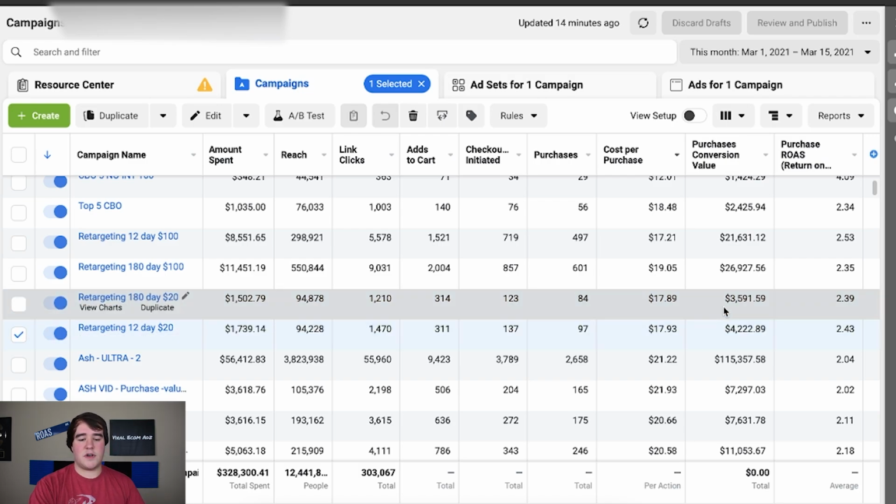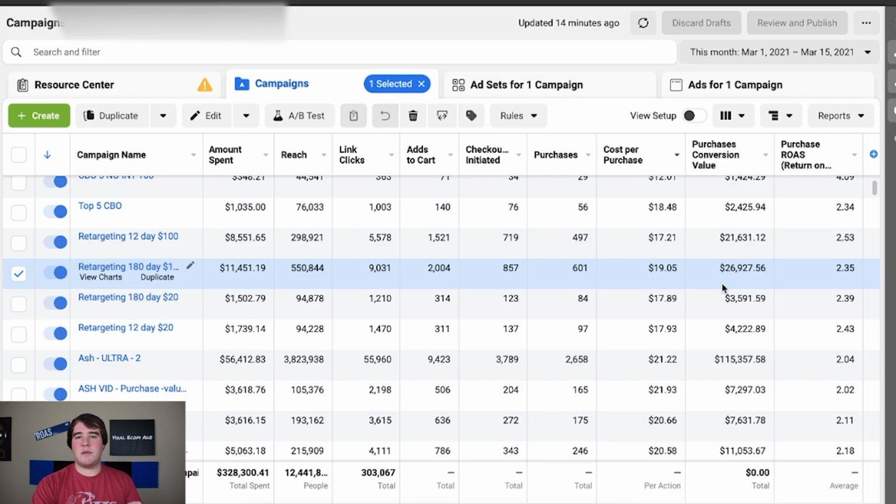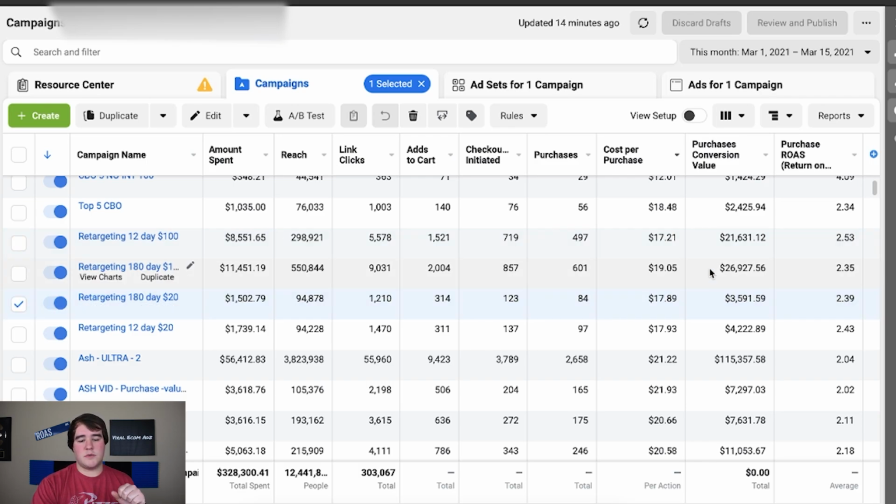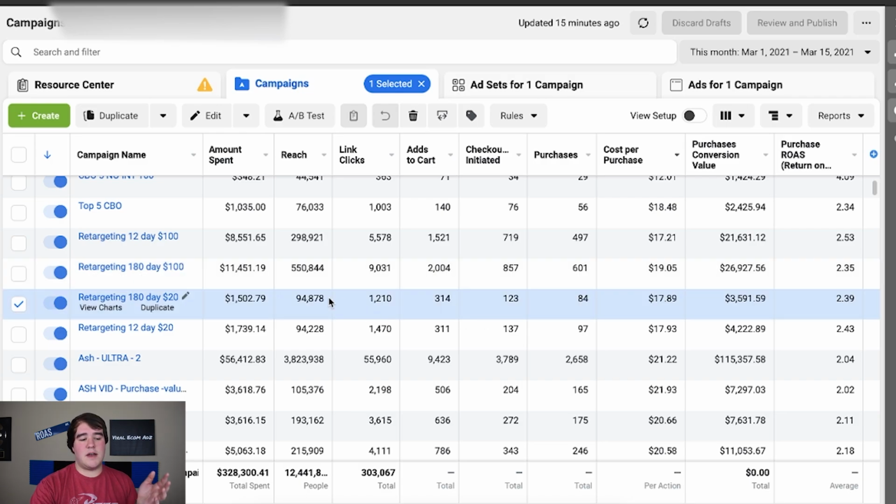So this is what I was talking about. By implementing a little bit of extra retargeting, we were able to make this client an extra 45 to 50 grand just in a couple weeks, just because I implemented a very simple strategy of retargeting at this scale, which is just doing a 20-day and then duplicating that into 100 a day.